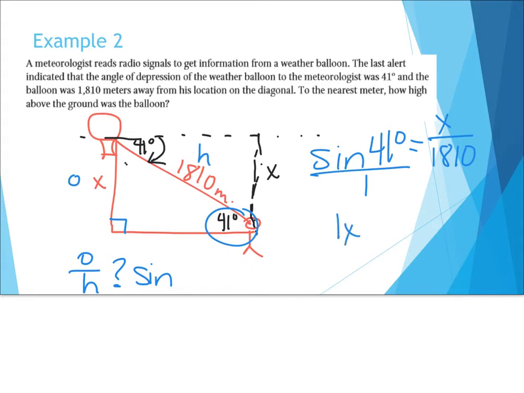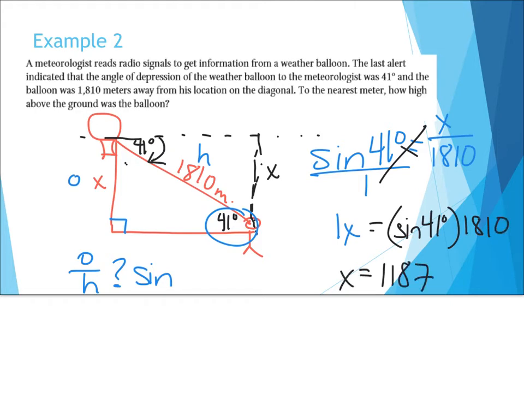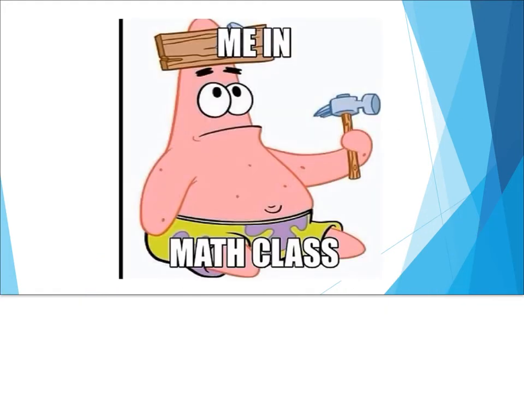Our cross products will be 1 times X is 1X. Sine of 41 degrees times 1,810. Punch that straight into your calculator. You should get something around this. To the nearest meter, I had done to the tenths, so to the nearest meter would be 1,188 meters. Okay, let's keep going. Lovely.